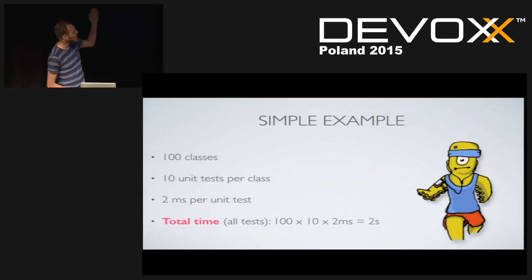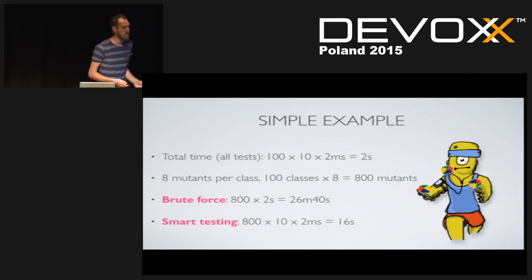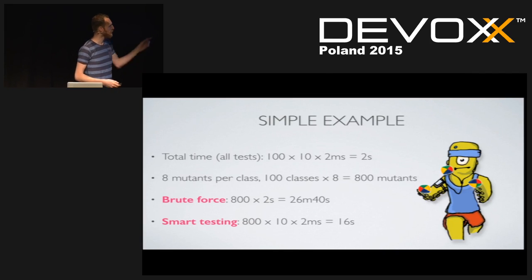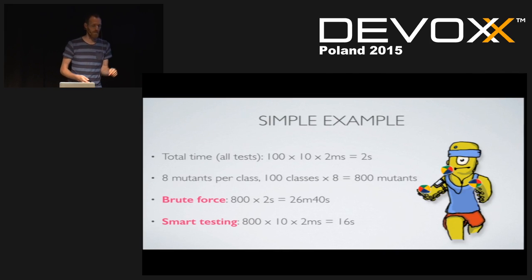Let's do a simple example. We've got 100 classes. For each class, we made 10 unit tests. And one unit test takes 2 milliseconds. So if we want to run all tests, we're done in 2 seconds. That's very fast. So total time, 2 seconds. Let's say we create 8 mutants for each class. So 100 classes, 8 mutants, 800 mutants. If we want to brute force that, it already takes 26 minutes and 40 seconds, if we want to run all tests for each mutant. That's not acceptable.